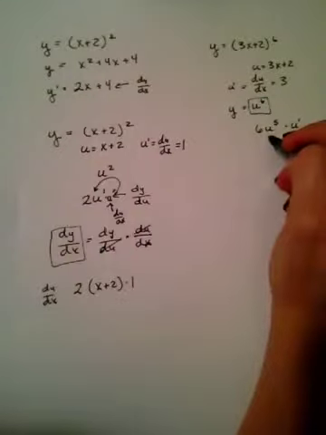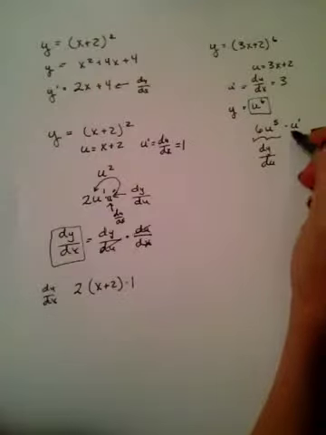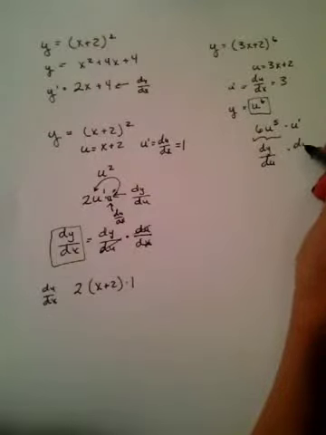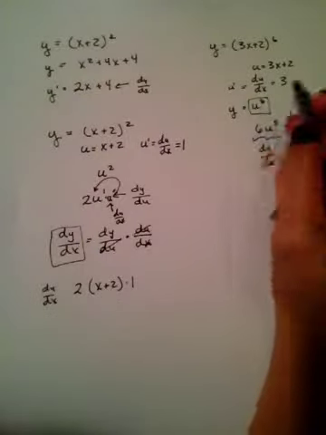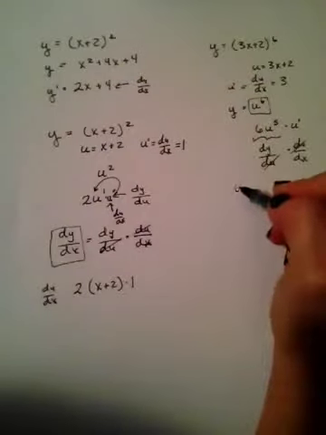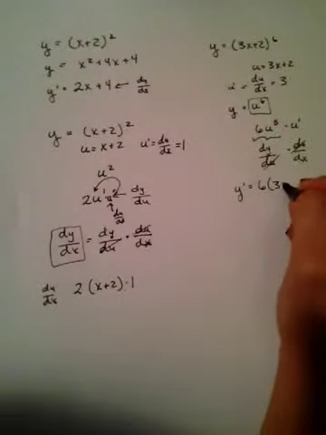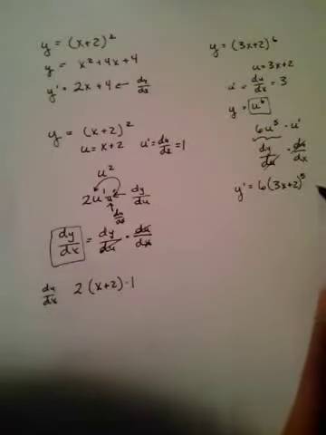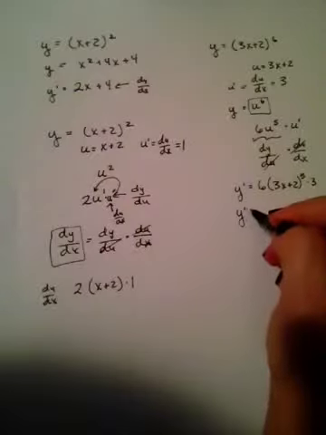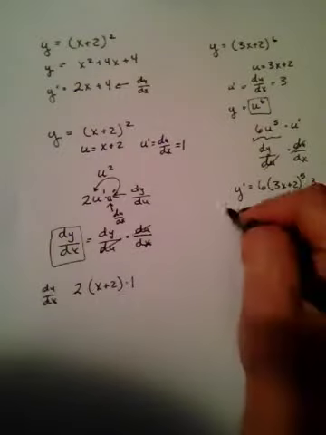U prime. So this right here is my dy du, the derivative of y with respect to u, and I'm going to multiply it by my du dx. That's going to give me the dy dx. I substitute back in. I have y prime equals 6 times u, which was 3x plus 2, to the 5th times my u prime, which is 3. So my final answer, cleaning it up, would be y prime equals 18 times (3x plus 2) to the 5th.